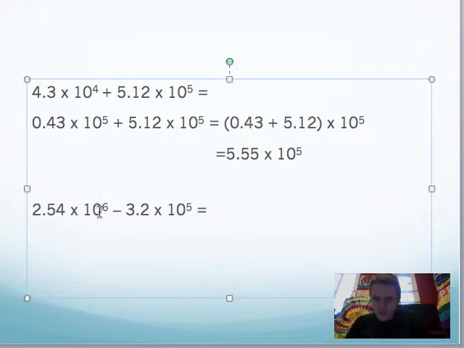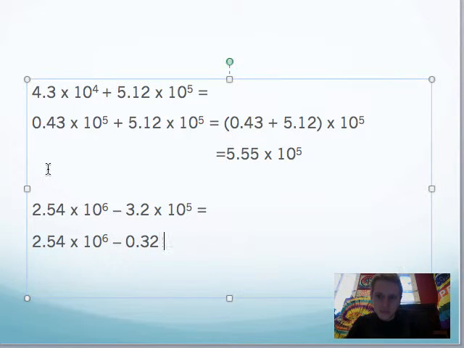Let's see here. So we've got 10 to the sixth power and 10 to the fifth power. So I'm going to leave this first number by itself, 2.54 times 10 to the sixth. I do want to change this second one. I want to increase this power so that it's 10 to the sixth power, so we can combine these. So to increase that power, let's move this decimal point 1 over to the left.